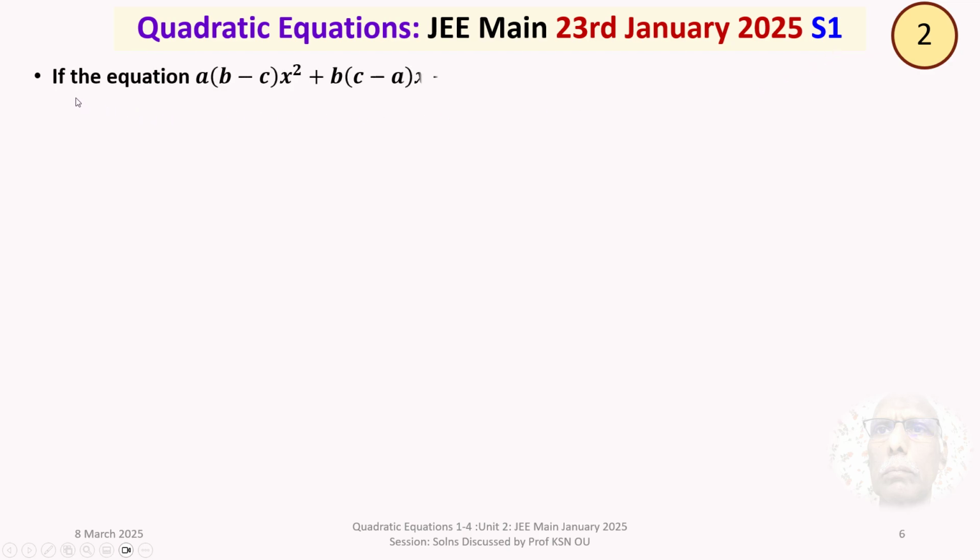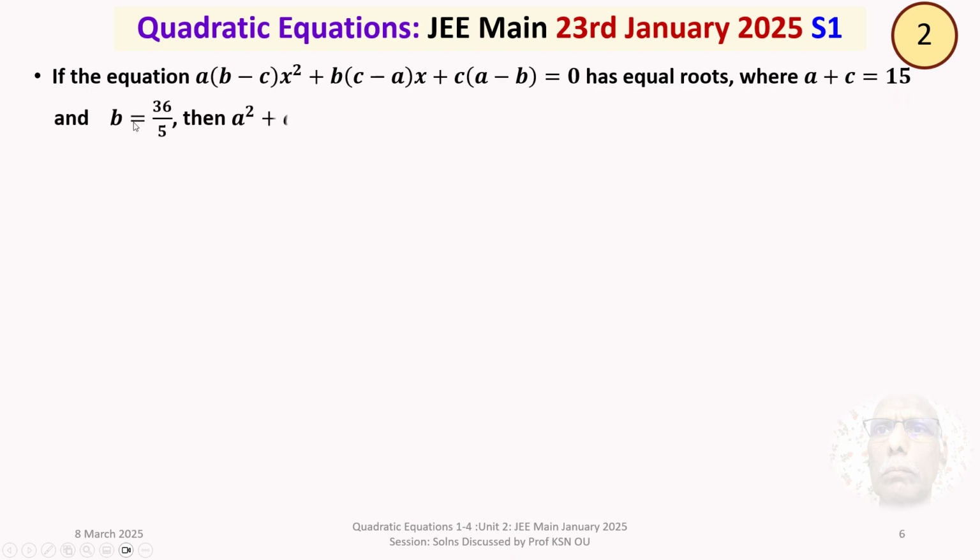The given question is: if the equation a times (b minus c) into x square plus b times (c minus a) multiplied by x plus c times (a minus b) is equal to 0 has equal roots, we are stressing equal roots, where a plus c is equal to 15 and b is equal to 36 by 5, then a square plus c square is equal to dash. That is, it is a NAT question, numerical answer type question. Right. Let's now discuss the solution of the problem in detail.